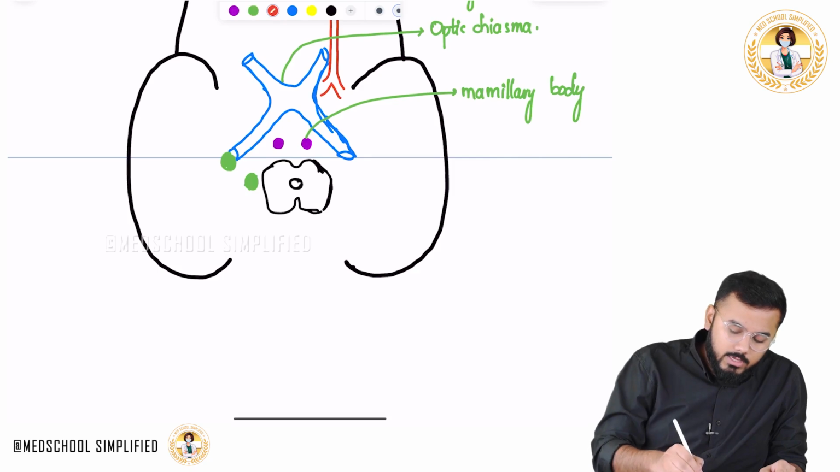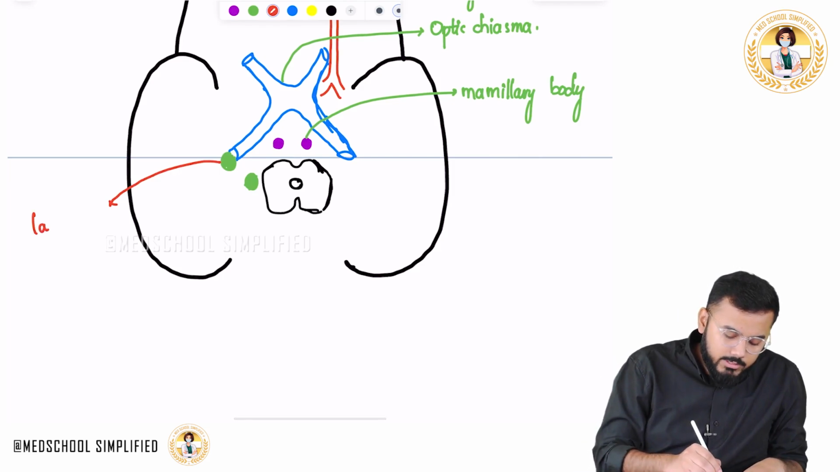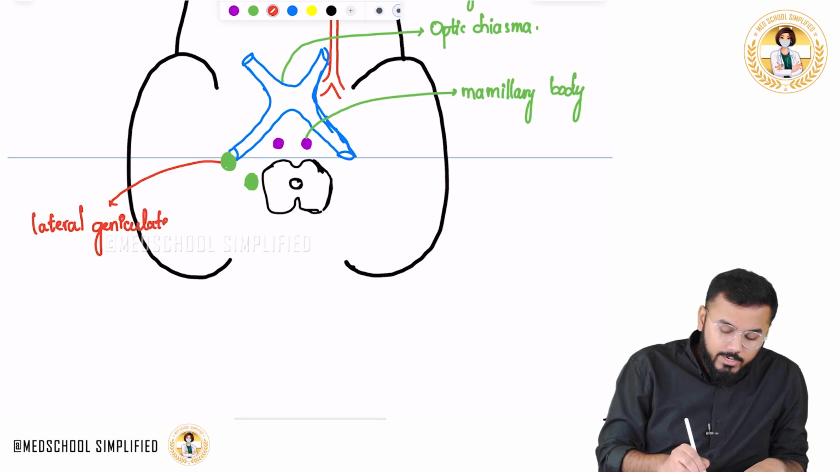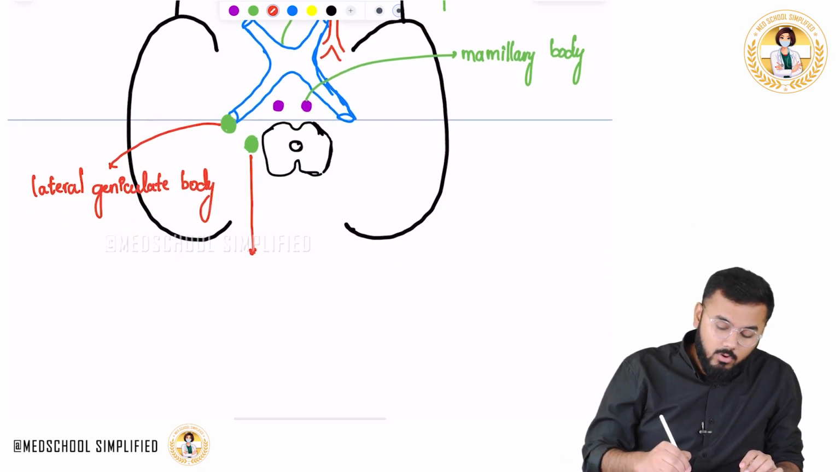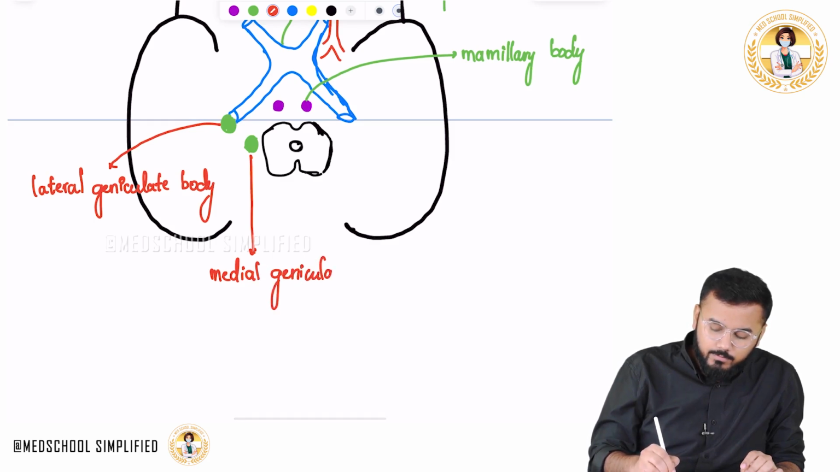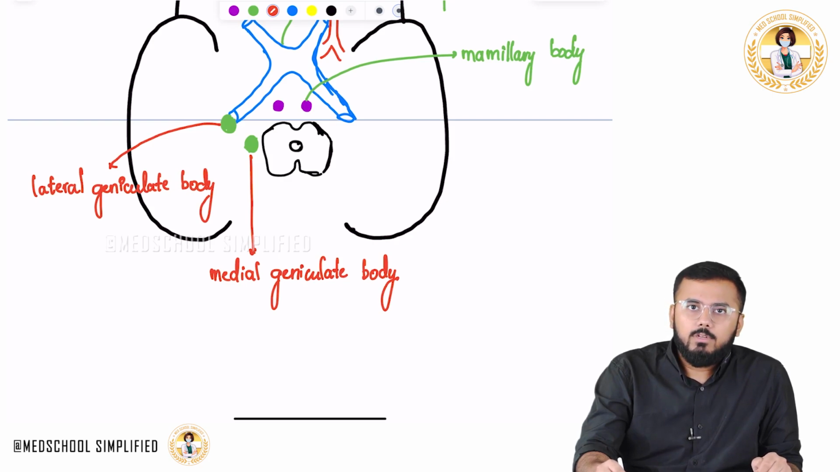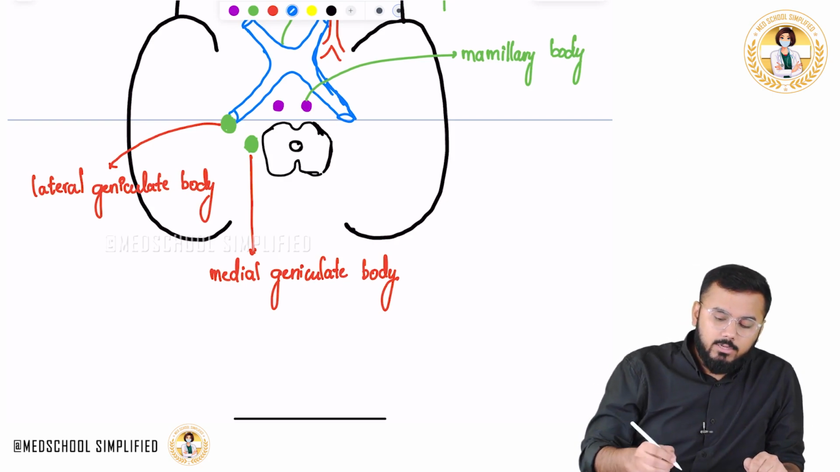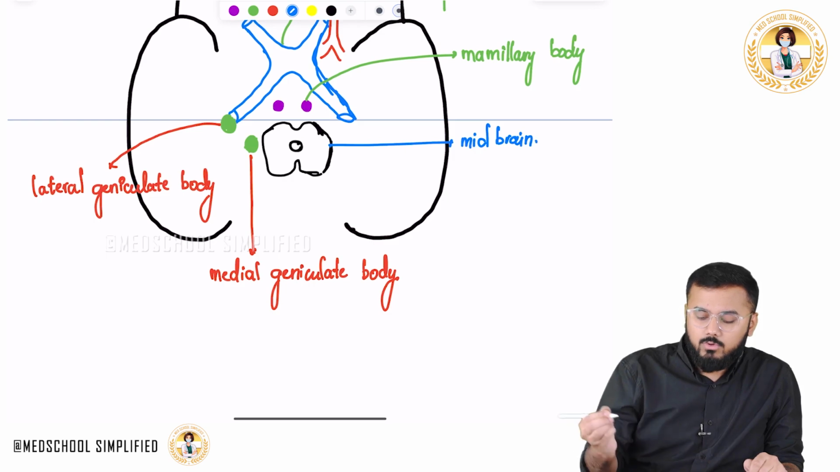This nucleus over here is called the lateral geniculate body. And when there is a lateral geniculate body, there will also be a medial geniculate body. So we have two bodies here: one is called the lateral geniculate body, and the other is called the medial geniculate body. And the next important thing we have is the midbrain. This structure over here is called your midbrain.